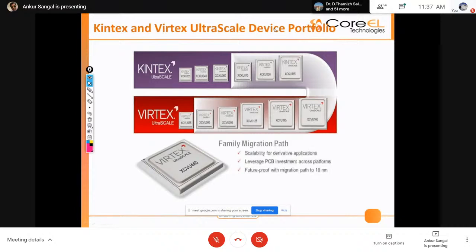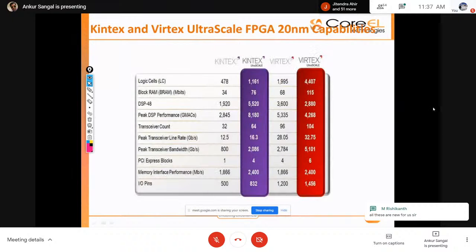So now we will discuss a little bit about the UltraScale devices. These UltraScale devices include the Kintex and Virtex UltraScale devices. These UltraScale devices are available on 16 nanometer FinFET based technology. Here resources are more compared to the older technology node. If you want to see the differences between the older one and the new one, you can see that resources are more in the UltraScale family.